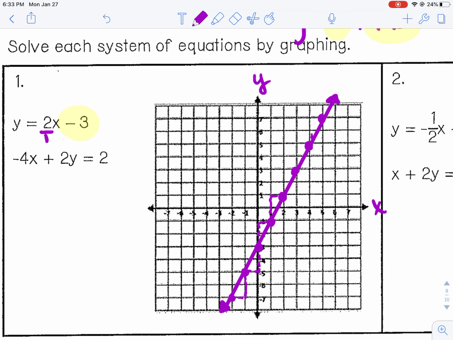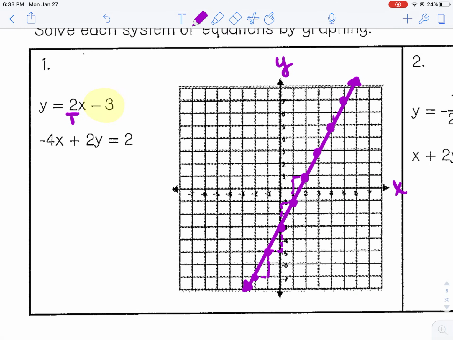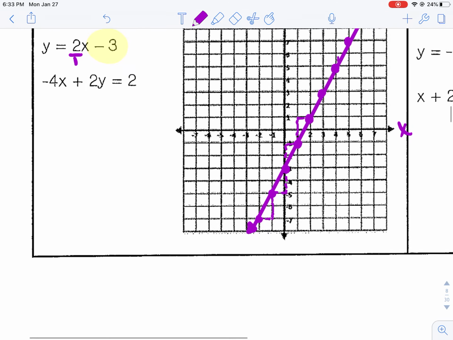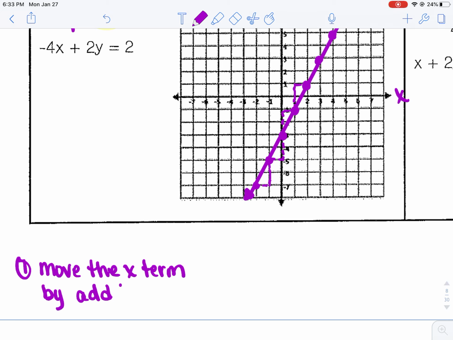Now, the second one I have is not in slope-intercept form. You learned those 2 steps last week, or you reviewed those 2 steps last week. If you don't have them, I'm going to put them down here. The first step is to move the x term by adding or subtracting. You have to do the opposite of what's there. Okay, and when I say move it, we're going to move it to the right side of the equal sign.